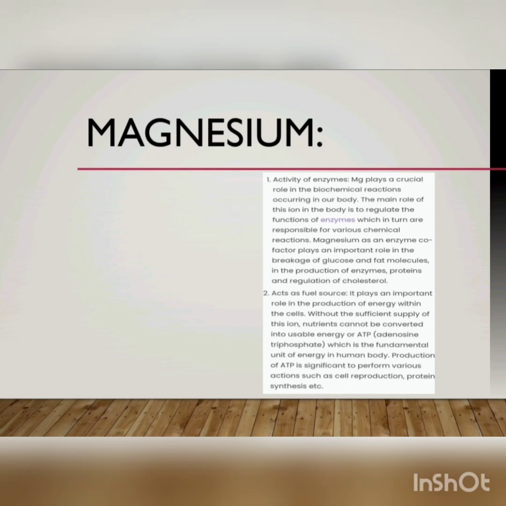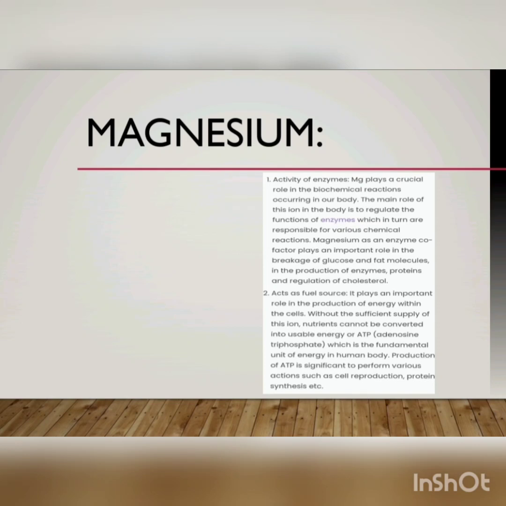It acts as a fuel source. It plays an important role in the production of energy within the cells. Without a sufficient supply of this ion, nutrients cannot be converted into the unstable energy of ATP. ATP means adenosine triphosphate, which is a fundamental unit of energy in the human body. Production of ATP is significant to perform various actions such as cell reproduction, protein synthesis, etc.